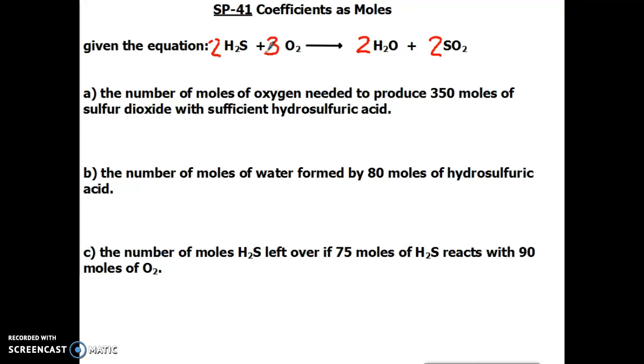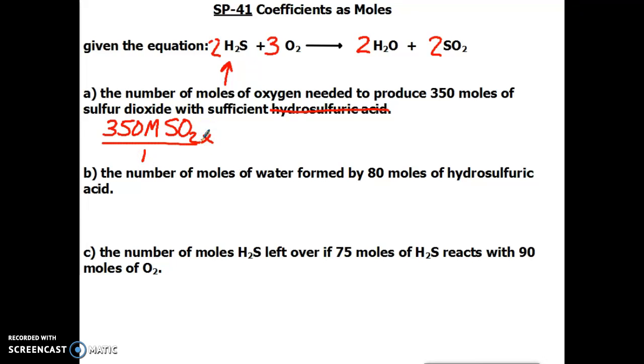So the first question asks us the number of moles of oxygen needed to produce 350 moles of sulfur dioxide with sufficient hydrosulfuric acid. All right, anytime it says sufficient, that just means that we have enough. So we don't even have to worry about that. We can actually just put a line through that and not worry about those words being there. But we have to have hydrosulfuric acid to make this reaction work. So we start with what we have, which is 350 moles, and that's abbreviated capital M, of sulfur dioxide, which is SO2, and we put it over 1.